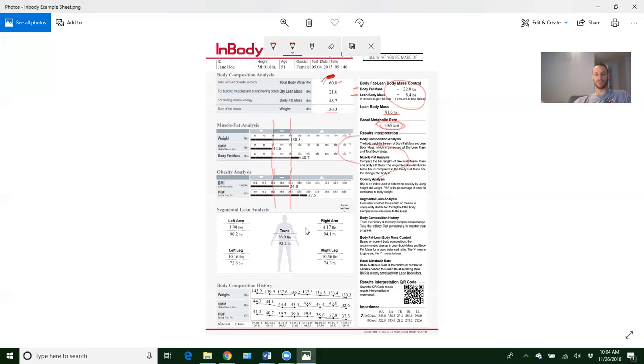So this is how to interpret the numbers for your in-body scan. And of course, ask questions as you have.